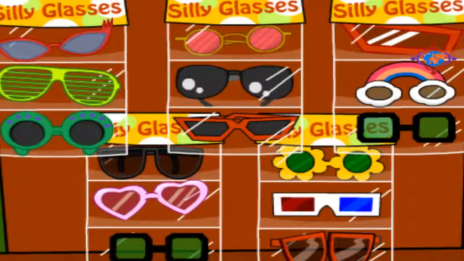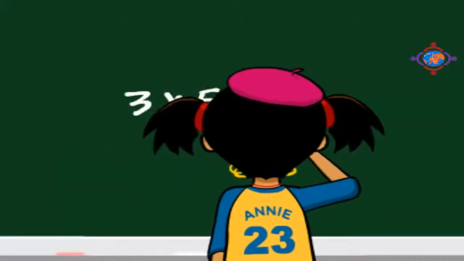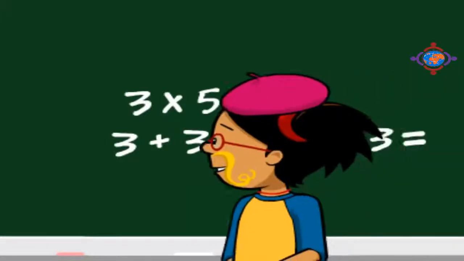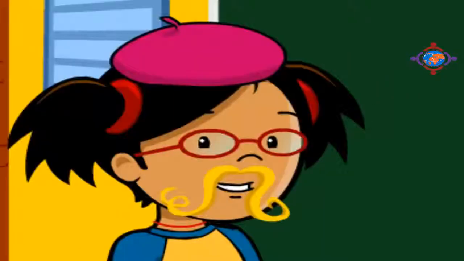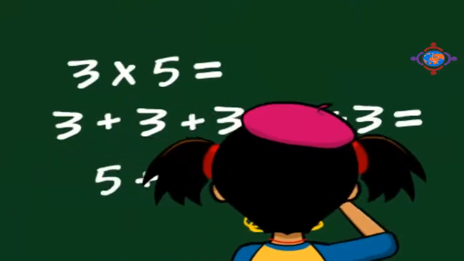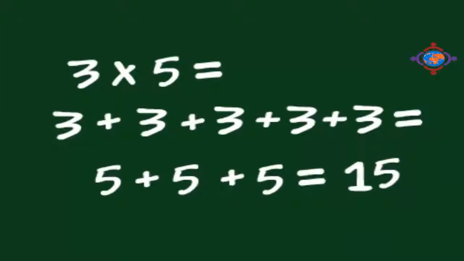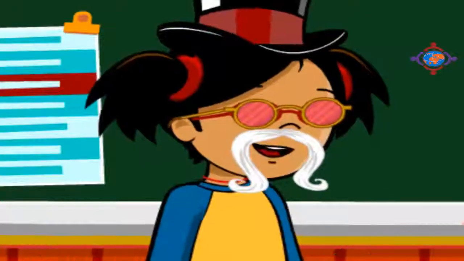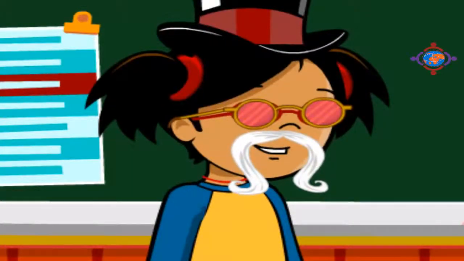A pack has 3 silly glasses. We have 5 packs. Multiply 3 times 5. We can add 3 together 5 times. And that's a lot of adding. It's easier to add 5 together 3 times. 5 plus 5 plus 5 is equal to 15. We have 15 silly glasses. You can use different ways to help you add a number over and over again. What other strategies can help you multiply?